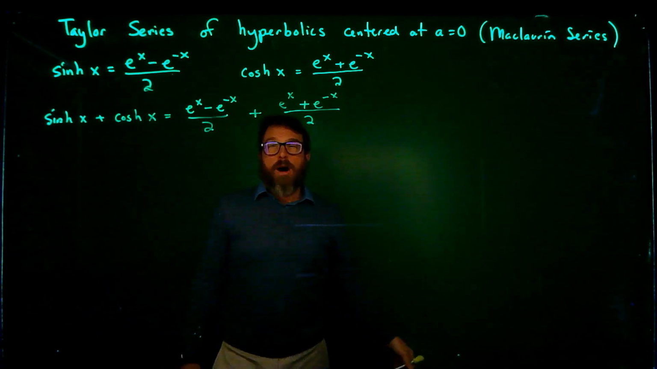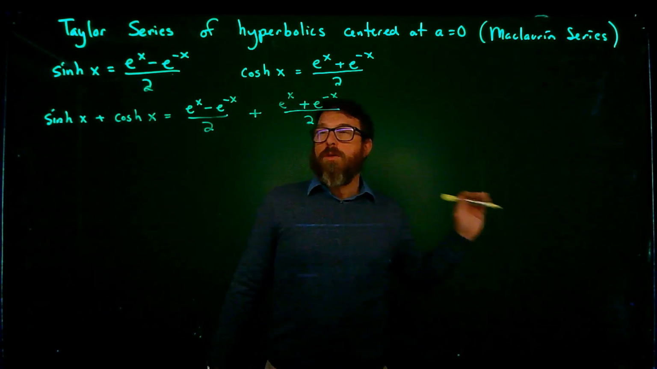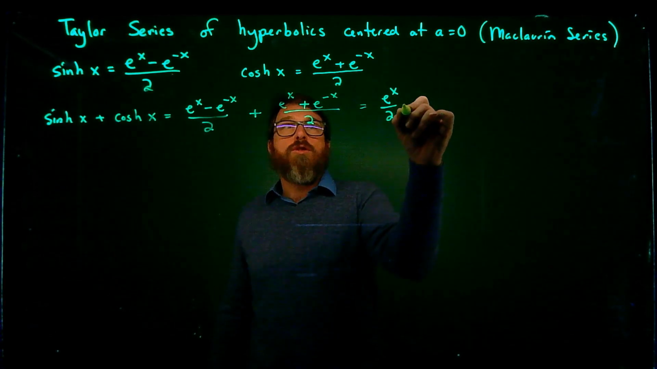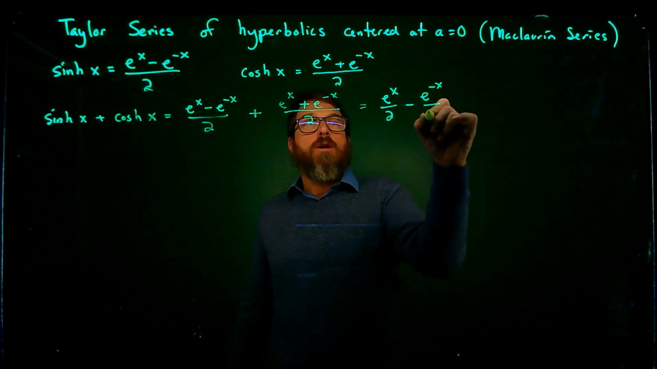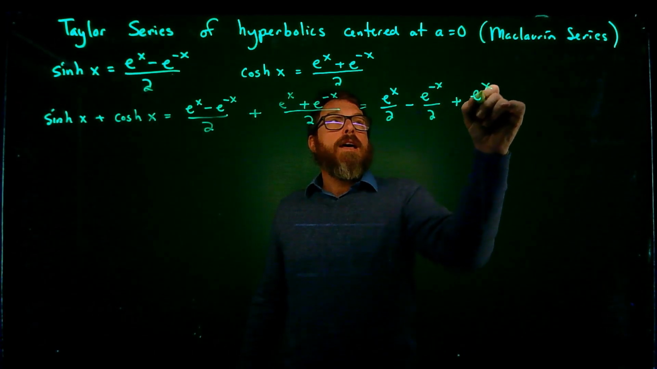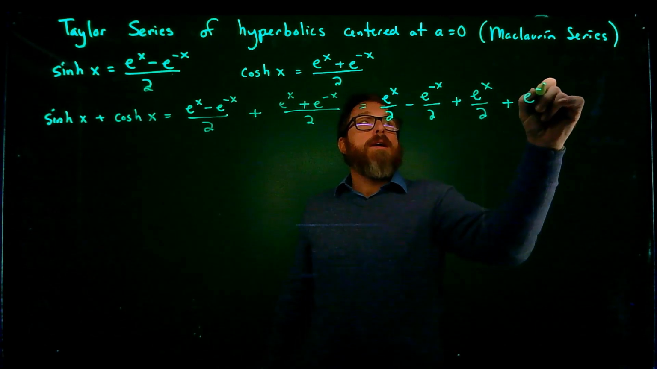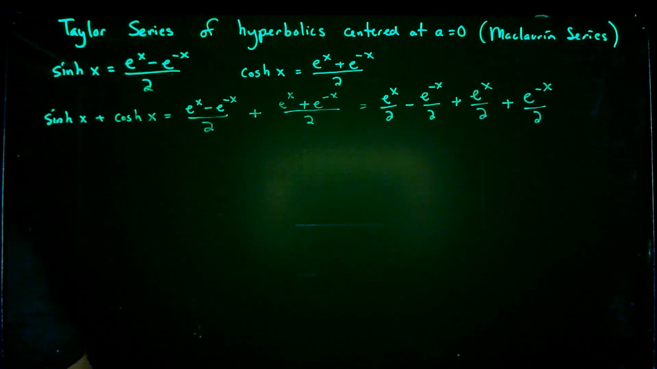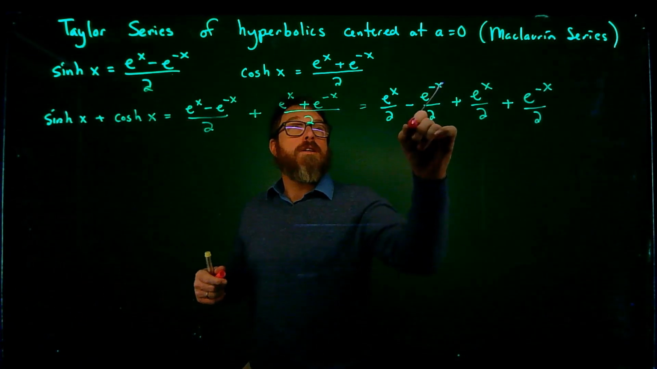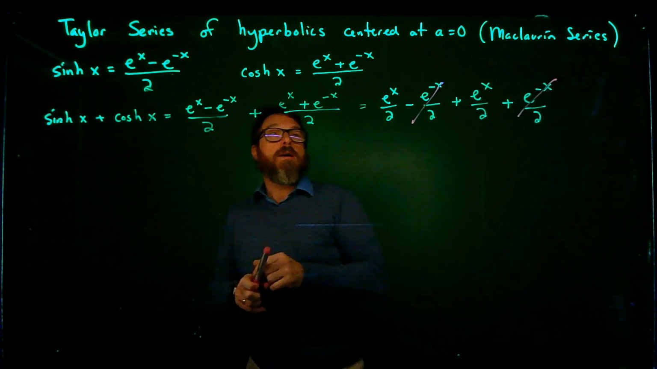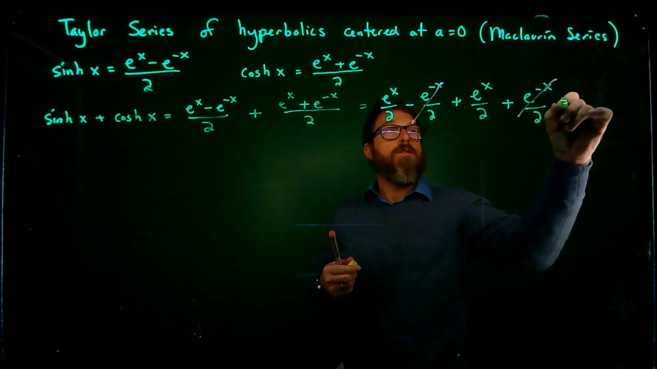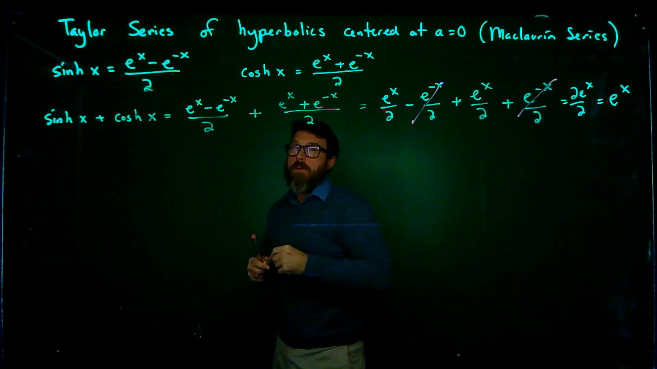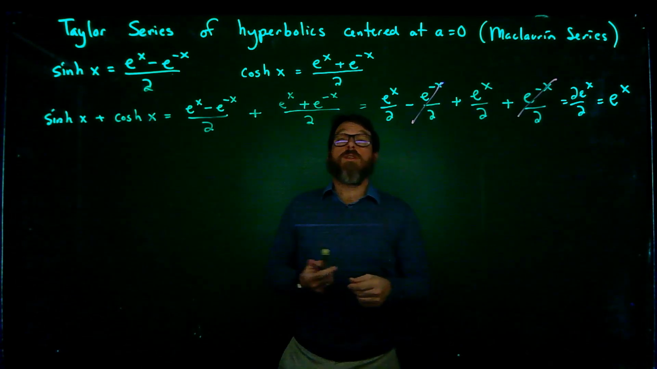Okay. Now, adding these things together, what we know is we're going to get, just kind of write them as common denominators, e to the x all over 2 minus e to the minus x all over 2 plus e to the x over 2 plus e to the minus x over 2. And simplifying these things, we can see that these will cancel. So what I'm going to get is 2e to the x over 2, which is going to be equal to e to the x. So the sum of the hyperbolic sine and the hyperbolic cosine is equal to e to the x.